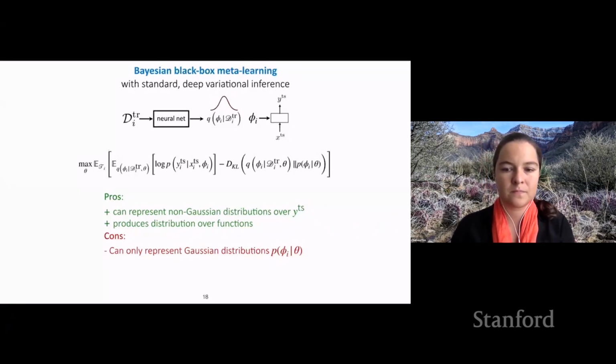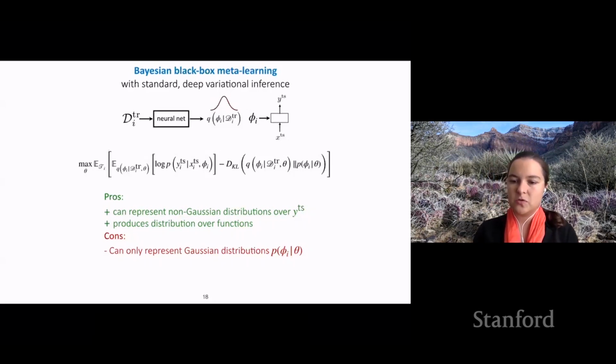Okay, so that's a way to use variational inference to develop Bayesian black box metalearning techniques. Someone is asking whether we can do a mixture of Gaussians too, right? There is a way to approximate the KL, but it's difficult to do the reparameterization trick with a mixture of Gaussians. There are some methods that try to approximate it though.